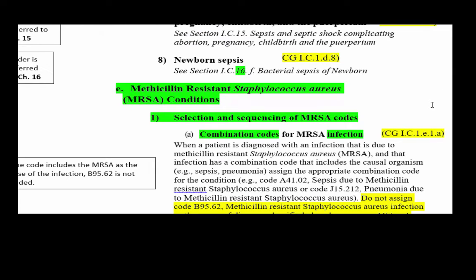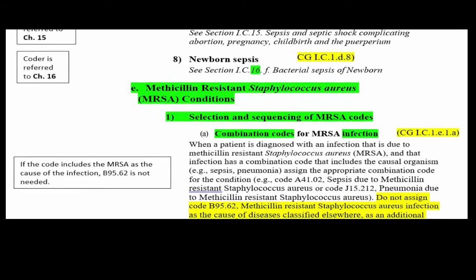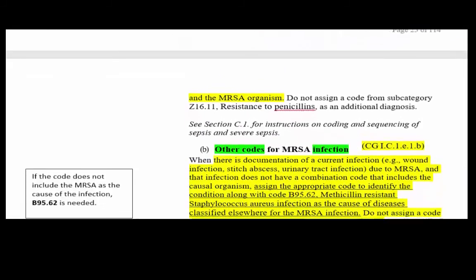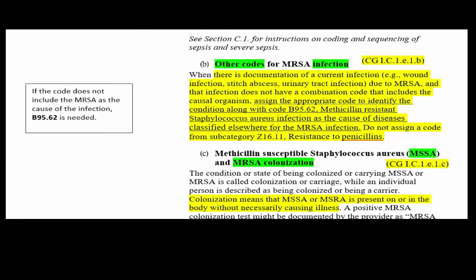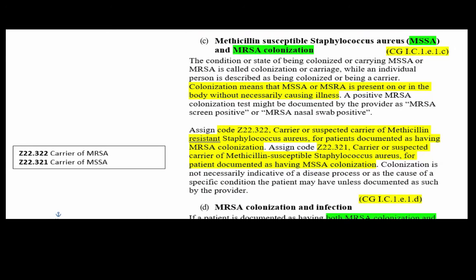So now you know MRSA screen or colonization, and you're going to go back, open your guidelines, and here we are. I've scrolled down to the section that addresses MRSA. The first section talks about combination codes for MRSA. That doesn't really apply here. We scroll down, other codes for MRSA. That doesn't apply here. And then here's your colonization guideline, 1C, 1E, 1C. As a reminder, this would be Section 1, C, which is chapter-specific guidelines, Chapter 1, and then E1C is just the breakdown of the guidelines as you move down a numeral numbering system.